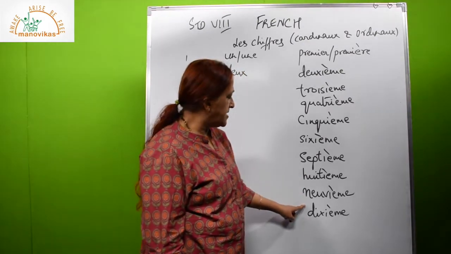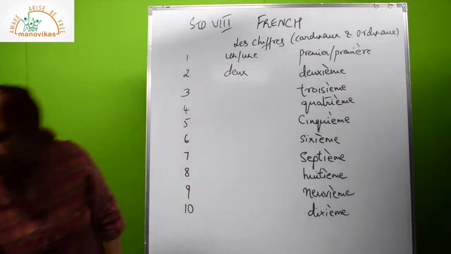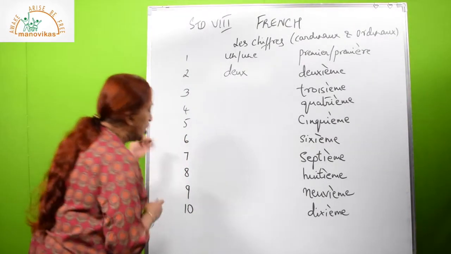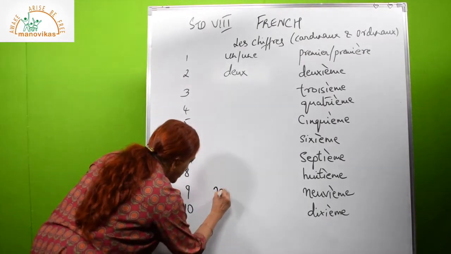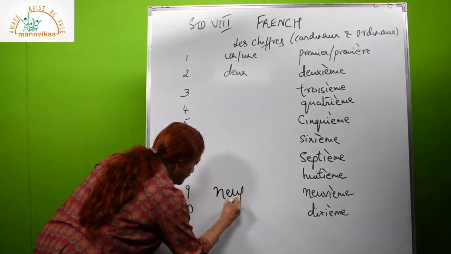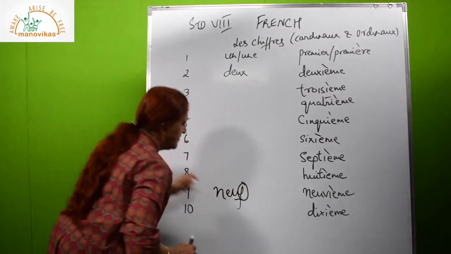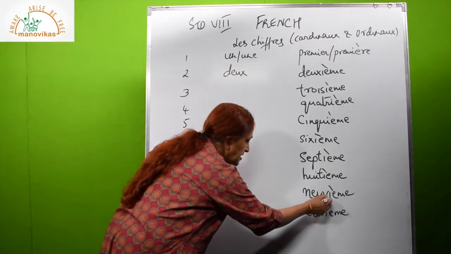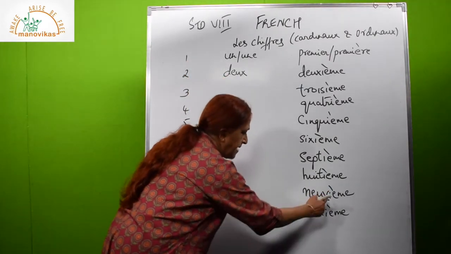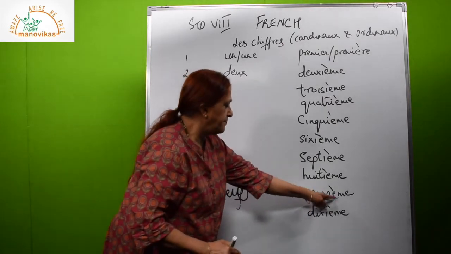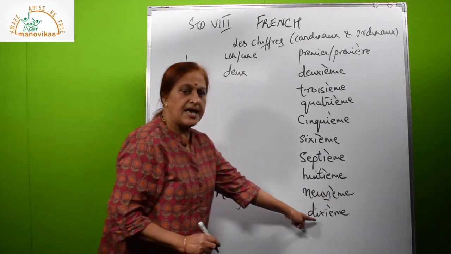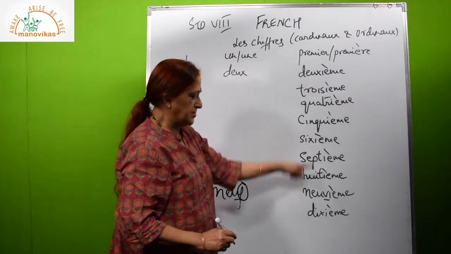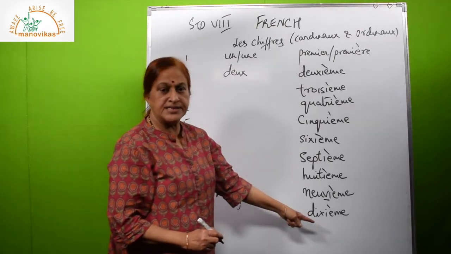When I come to number 9, your number 9 is neuf. There's an F here. That F becomes V. Neuvième, it becomes neuvième. Dixième. So I want you to learn all these numbers. They are the ordinal numbers.